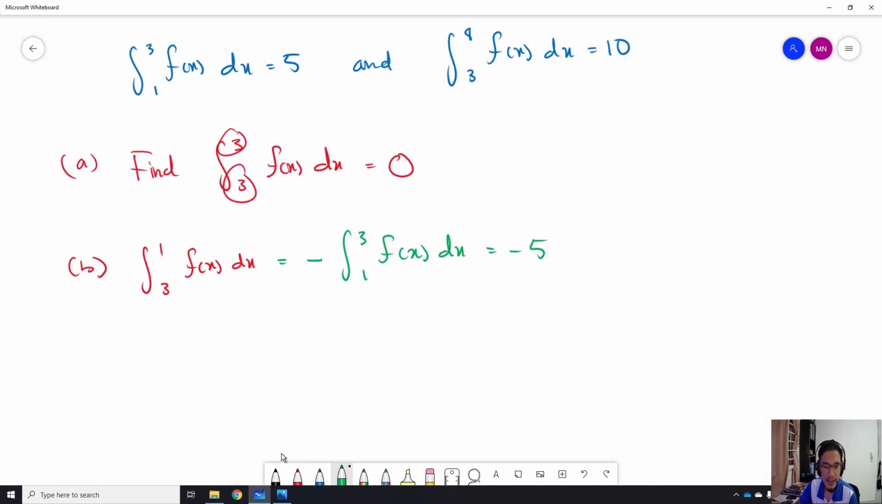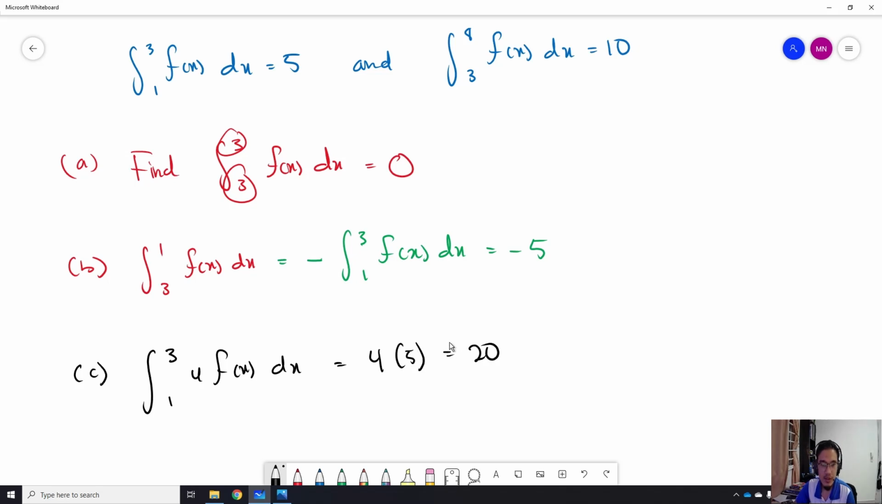Okay, for C, it is the integration from 3 to 1 of 4f(x) dx. So this one is simple, that is just 4 times 5, which is 20, because it already mentioned that the integration from 3 to 1 of f(x) dx is equal to 5. So the 4 in front of the function means that our answer of the integration will be multiplied by the number 4.